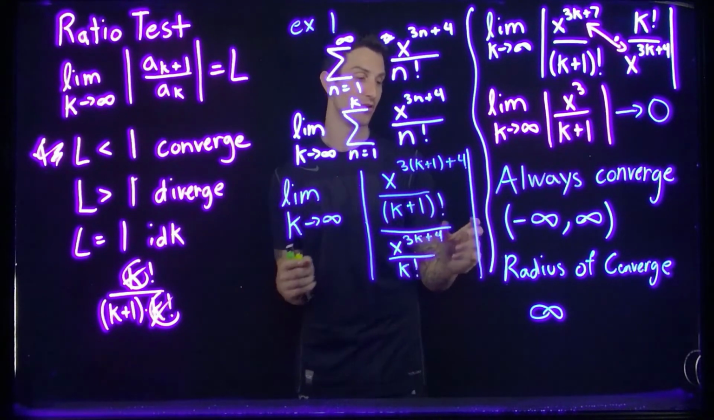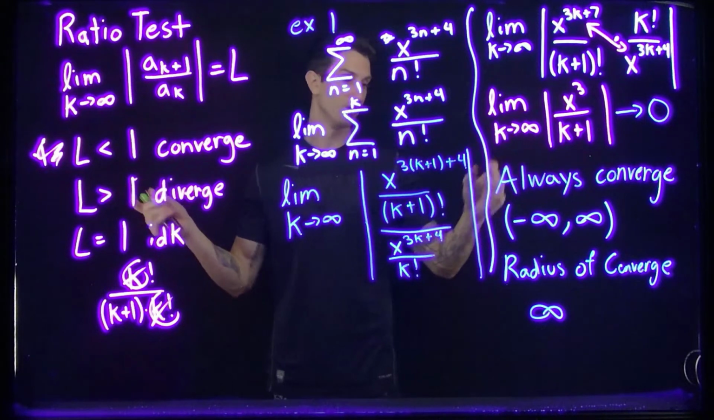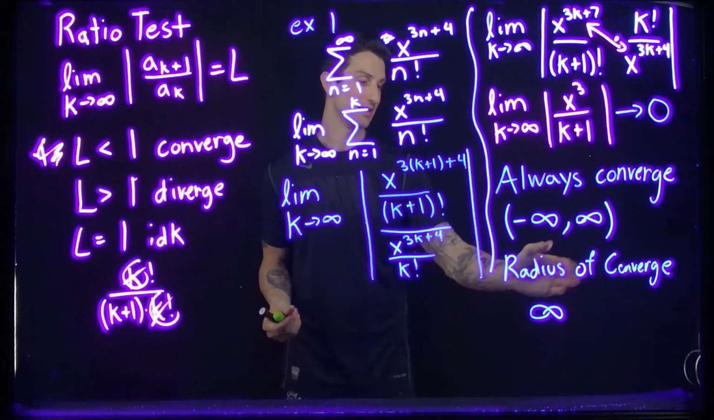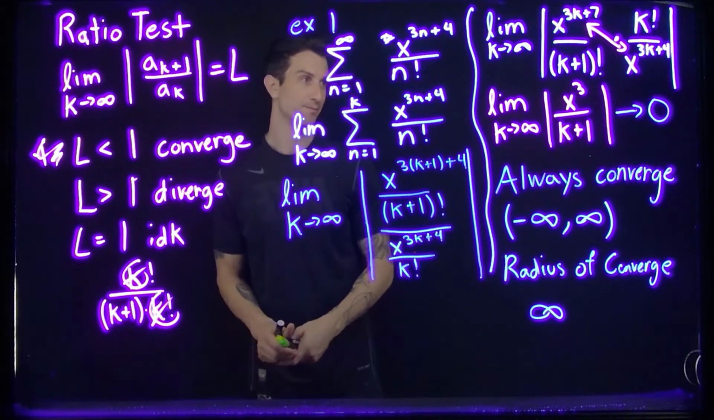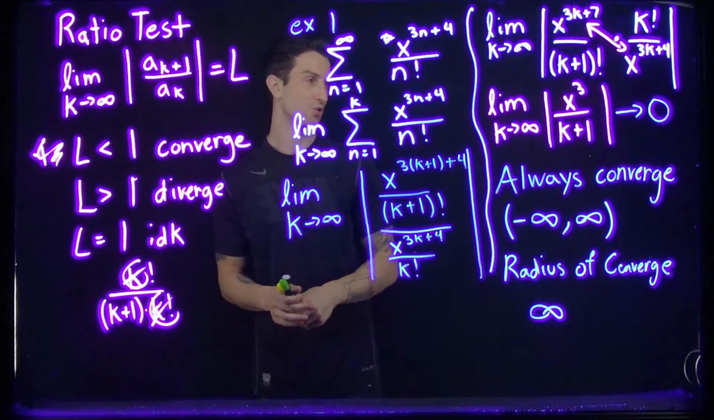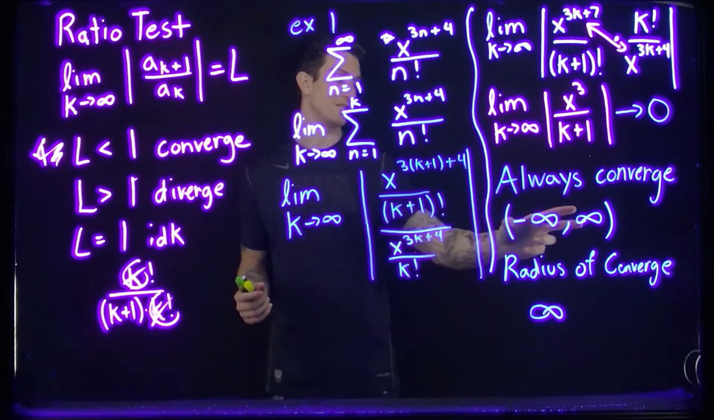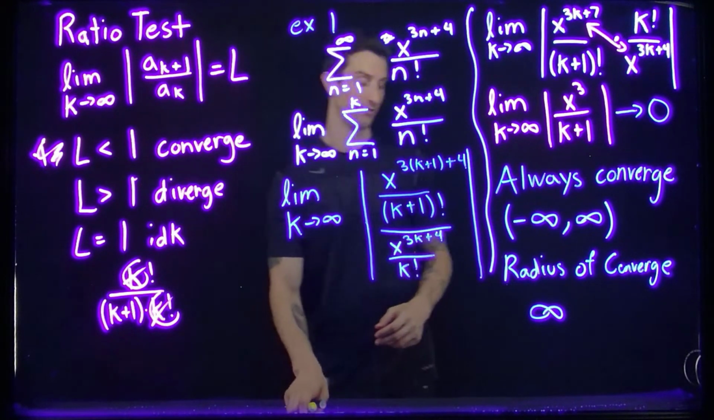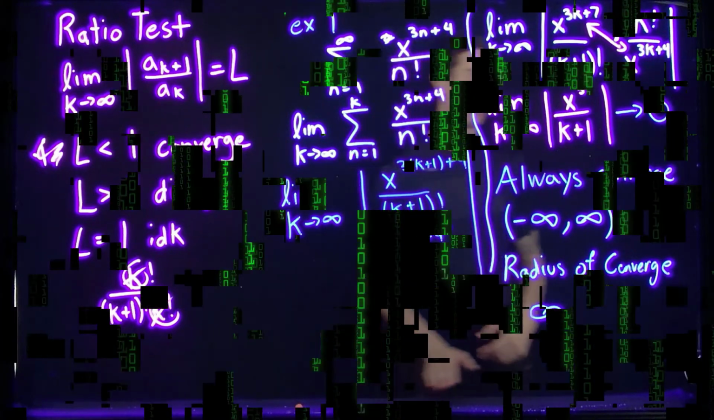If it always converges, we get the whole real number spectrum from negative infinity all the way to positive infinity, which means the radius of convergence is infinity. So I'll try to find another one where we can contrast this, where we actually do have a specific interval and a different radius. Perfect. Be right back.